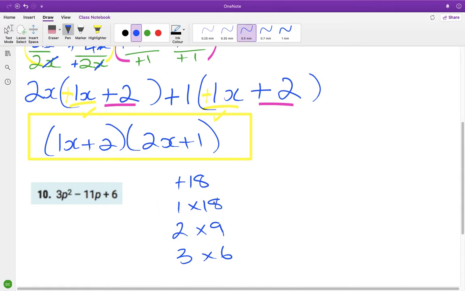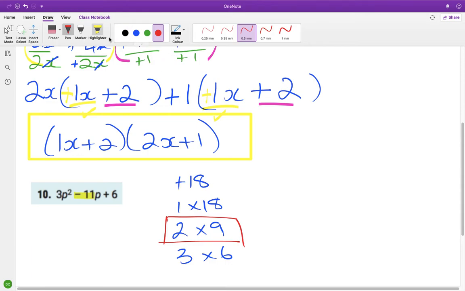If I add these, I get 19. If I minus them, I get 17. That's not going to work because I'm looking for minus 11. If I add these, I get 11. If I subtract them, I get 7. Okay, so I can get 11 using these. And then here, add 9 and subtract 3, so that won't work. Okay, so it's definitely this one.